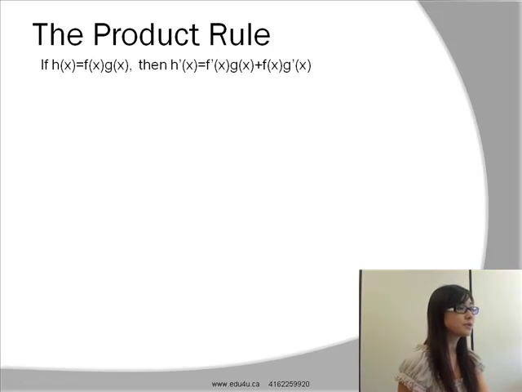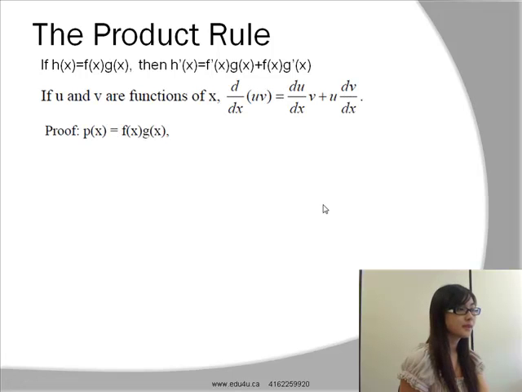If h of x equals f of x times g of x, then the derivative of h of x will be equal to f prime x times g of x plus f of x times g prime x. Let's try to prove this.